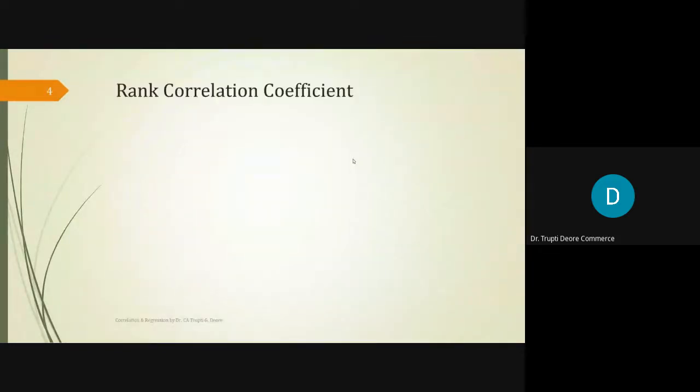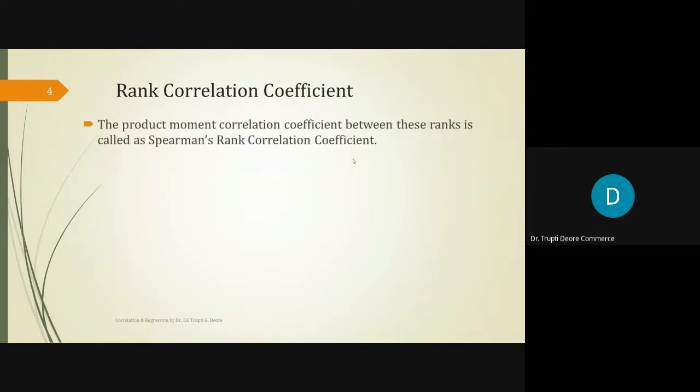Now, what is the rank correlation coefficient? The product moment correlation coefficient between these ranks is called Spearman's rank correlation coefficient. It is the same as Karl Pearson's correlation coefficient, but Karl Pearson's is used for quantitative data, while rank correlation is used for qualitative data. It is denoted by capital R. Remember this one: if they ask you the formula for capital R, you have to write the formula as it is.